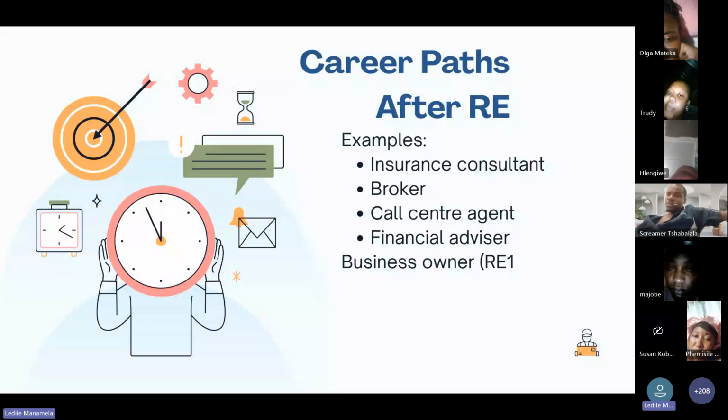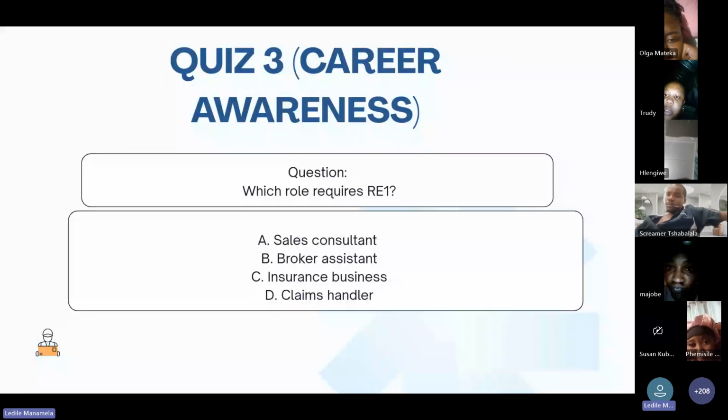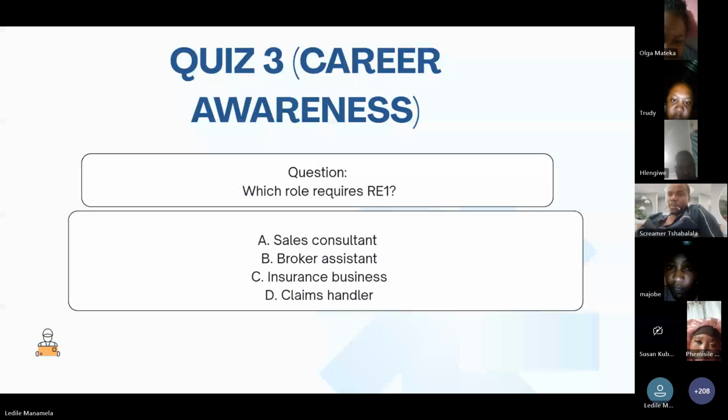So quiz number 3. This is just a quiz for career awareness. Remember, all our quizzes, we put them in different categories just to give you an idea. So guys, which role requires an RE1? Just comment, please, which role requires an RE1? This one doesn't have an answer written. So which role requires RE1?